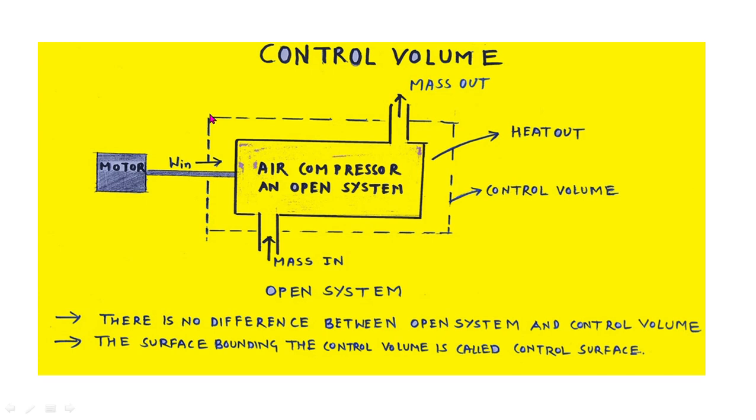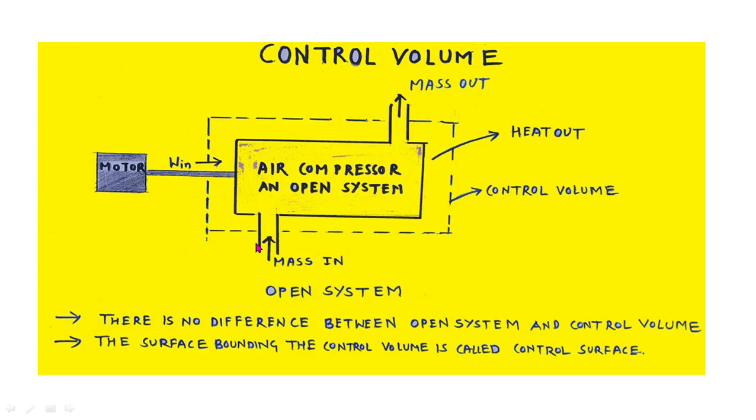For example, see this compressor. This is an example of an open system. Here you can see the dotted line represents the control volume. So in this example, certain mass is entering the system, you can see this, and certain mass is going out of the system. You can see this also in this diagram. So mass is in motion.